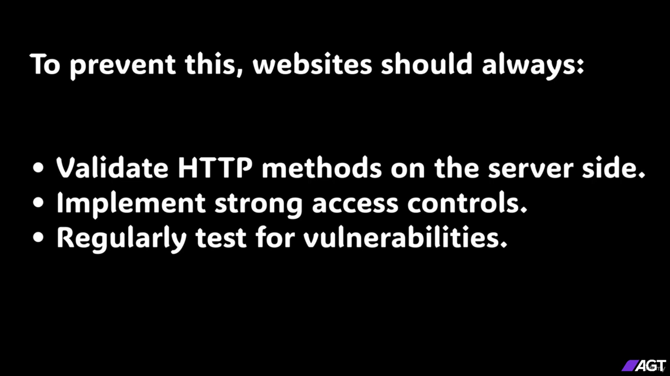So to prevent this, websites should always validate HTTP methods on the server side, implement strong access control, and regularly test for vulnerabilities. So in a nutshell, HTTP verb tampering is when someone changes the method of an HTTP request to exploit a website. Simple validation and security practices can keep this in check.